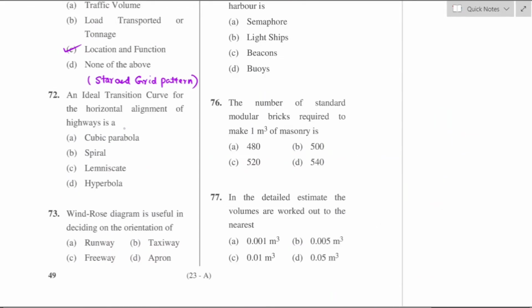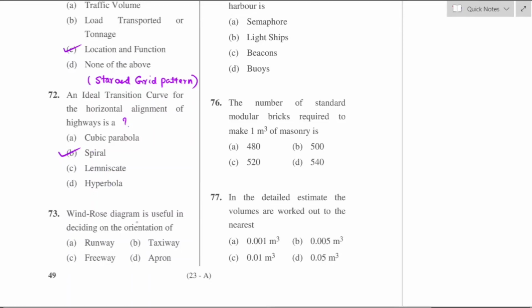Question number 72. An ideal transition curve for the horizontal alignment of highway should be spiral. Option B is the right answer because it should satisfy the rate of change of centrifugal acceleration, and it enhances the aesthetics, also with simple calculation and field implementation of the spiral curve. So option B is the right answer.